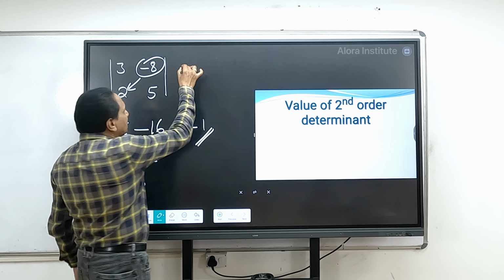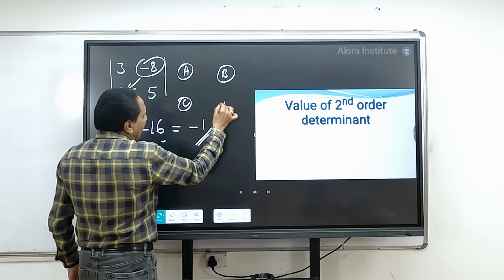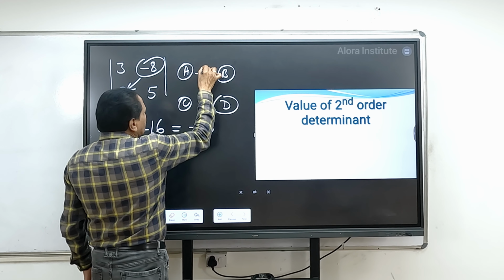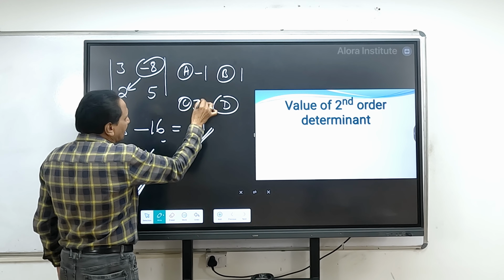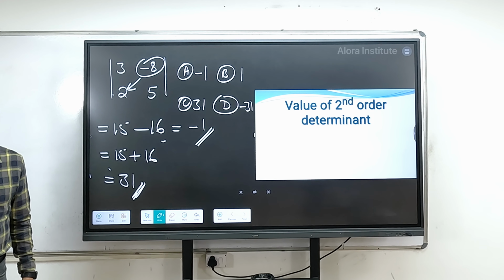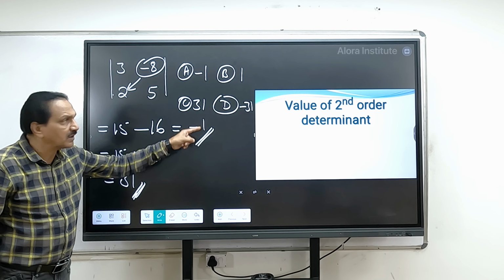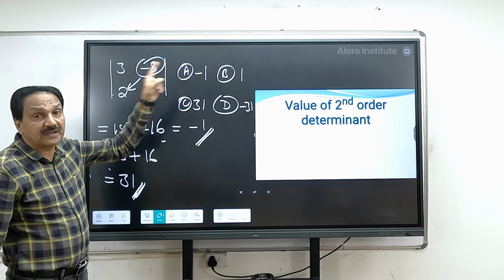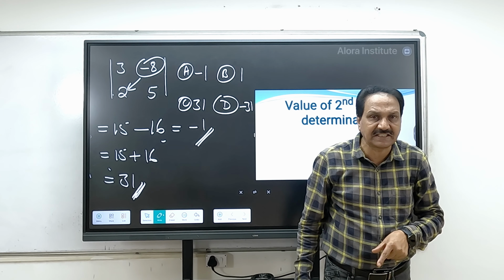What is the nature of the options? Look at this. A, B, C and D. 4 options will be there. First option is minus 1. Second option is plus 1. Third option is 31. Last option is minus 30. Suppose if you do this mistake, you will get minus 1. The same answer will be the first option. Minus 1 will be the first option in DCET.